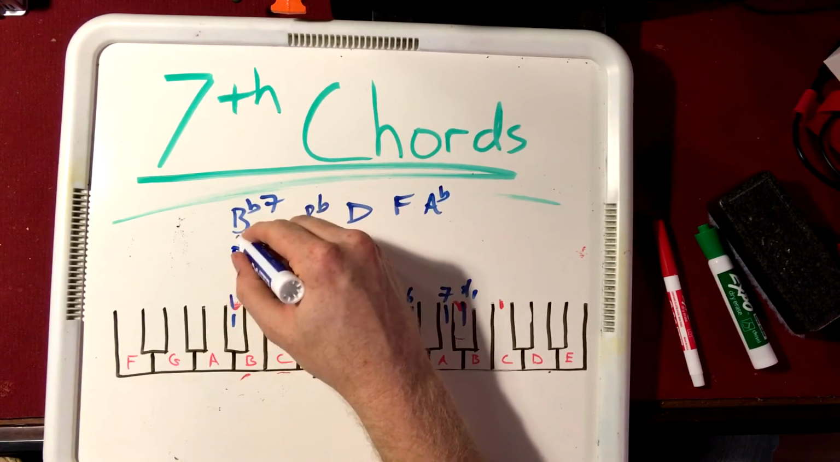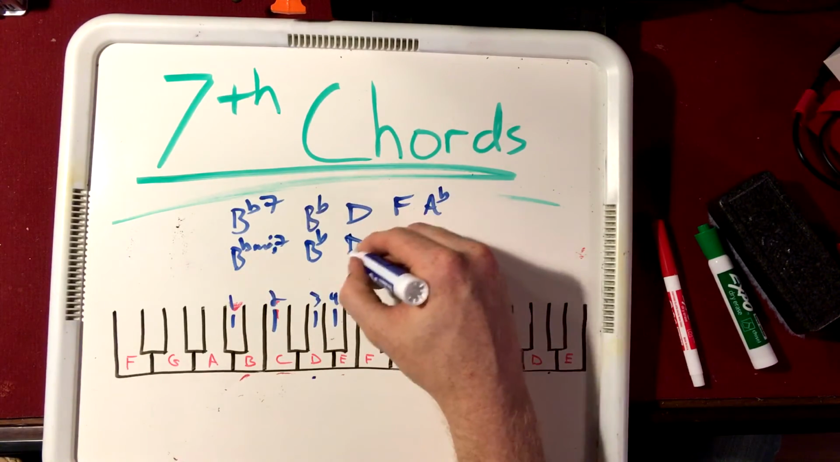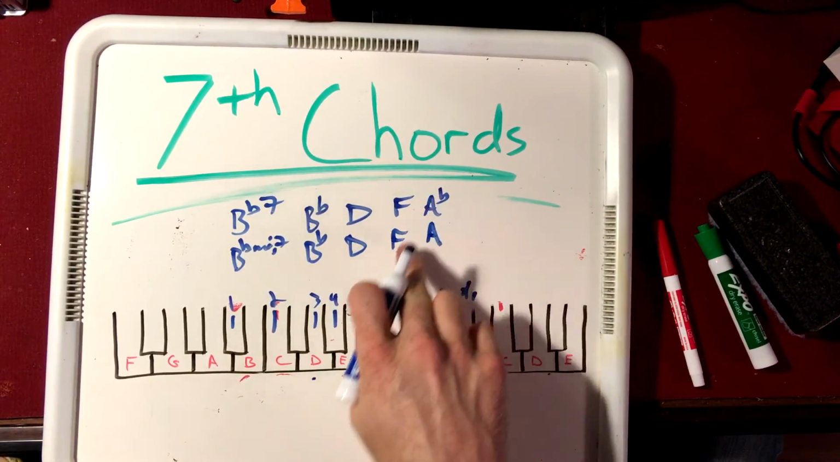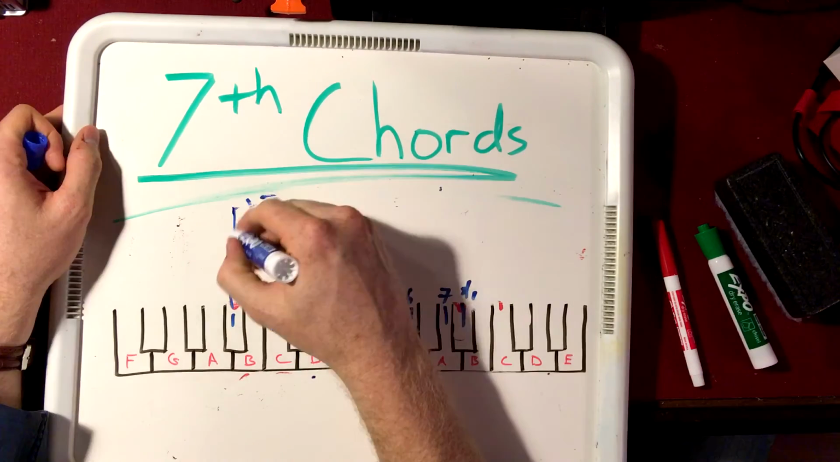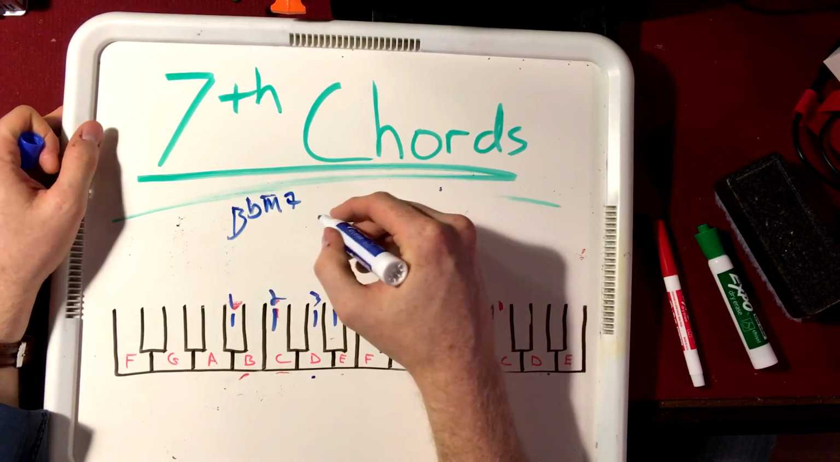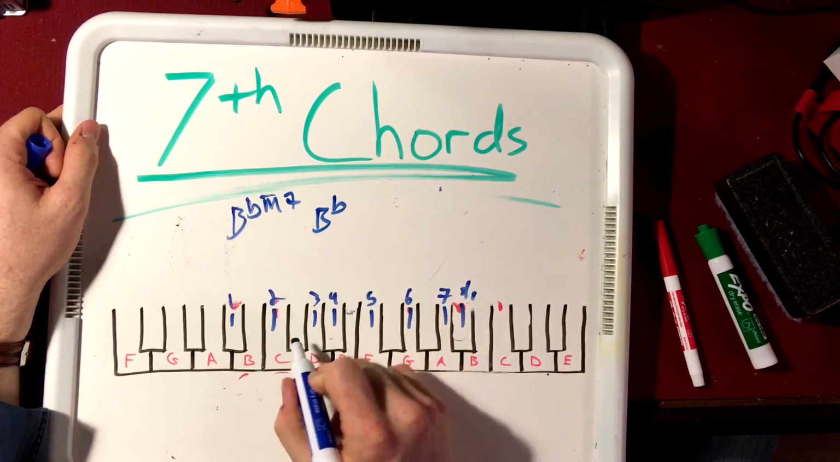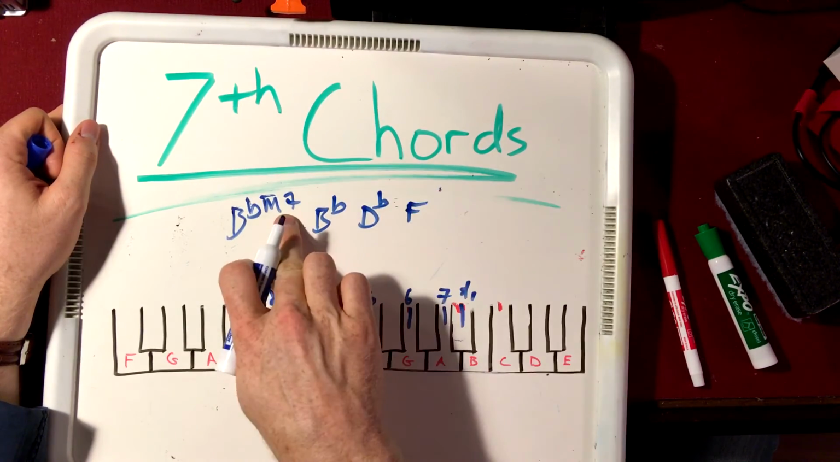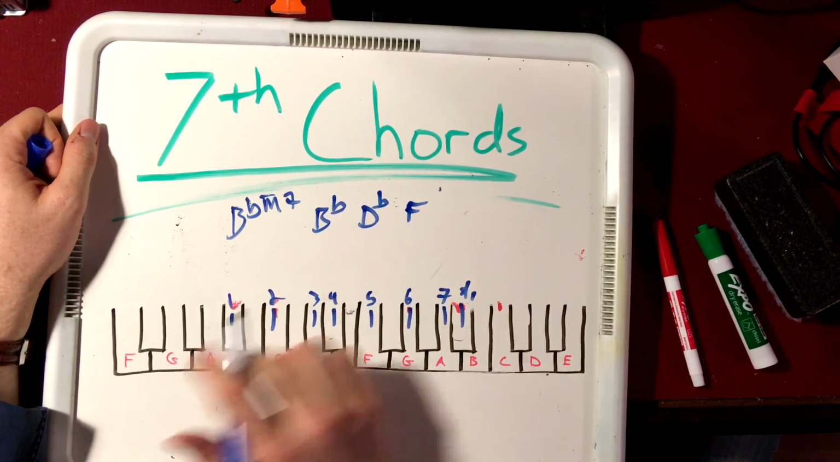B flat major 7: B flat, D, F. So instead of it being A flat, we're going to go a half step below to A. B flat minor 7 is going to be 1, B flat, flat 3, D flat, 5, F, and then our 7, a whole step below B flat, is A flat.